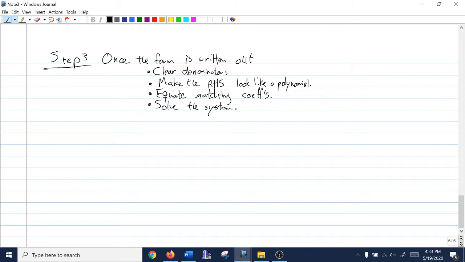Let's decompose 2x minus 3 over x plus 1 squared times x minus 2. What's the form going to be? This is a over x plus 1, b over x plus 1 squared, c over x minus 2. I just need to figure out what a, b, and c will make that true.